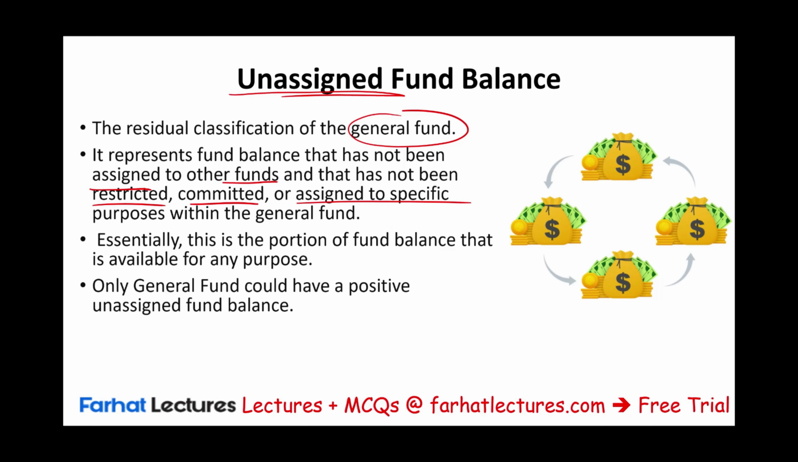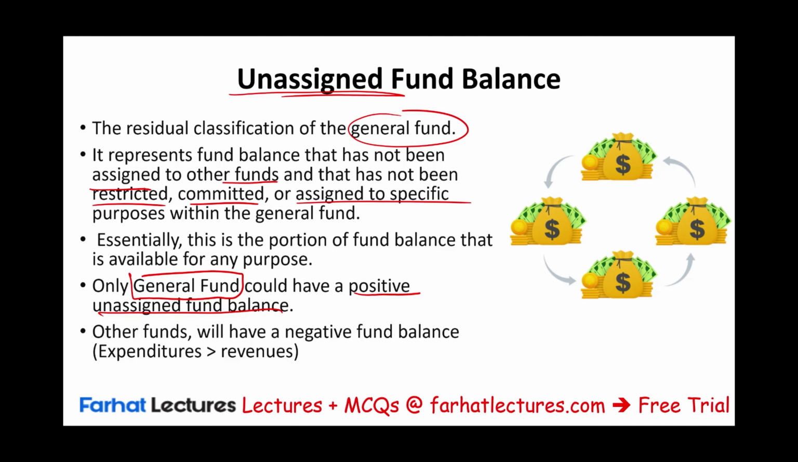Okay, so now bear in mind, only the general fund, remember we have 5 governmental funds, could have a positive unassigned fund balance. Make a note of this. I'm going to show you why shortly. Now, how about other funds? Other funds can have a negative fund balance. And when would they have a negative fund balance? When the expenditure in that fund exceeds the revenue. It means outflow exceeds the inflow. You will have negative fund balance.